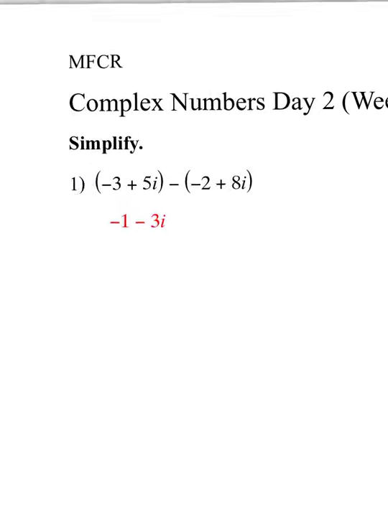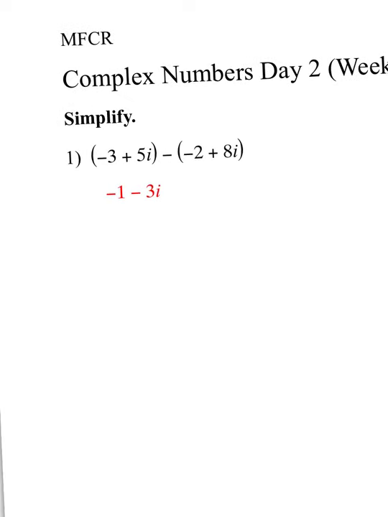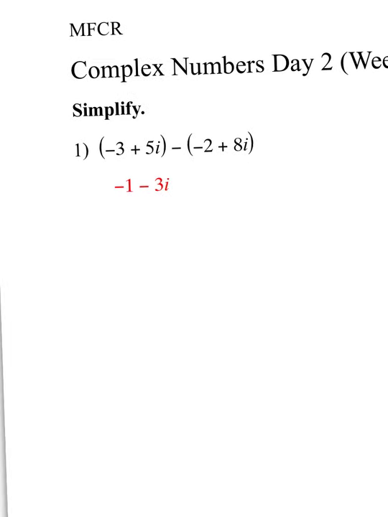So as you can see, complex numbers means we have i again. The biggest thing with a problem like this is that negative sign out in front. The negative simply means that you have to distribute it out. So we're going to have negative 3 plus 5i. That doesn't change. Now the negative times a negative makes it a positive 2. And then now we have a negative 8i.